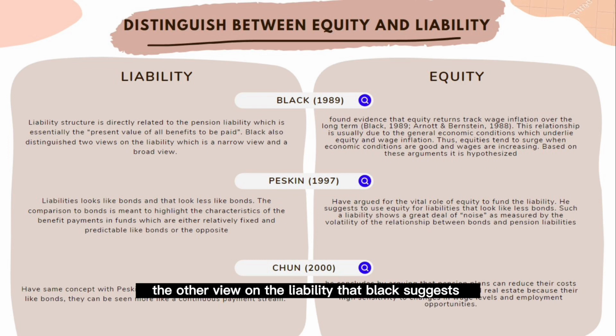The other view on the liability that Black suggests is the broad liability. In contrast to the narrow liability, it is the present value of all benefits to be paid by the plan.